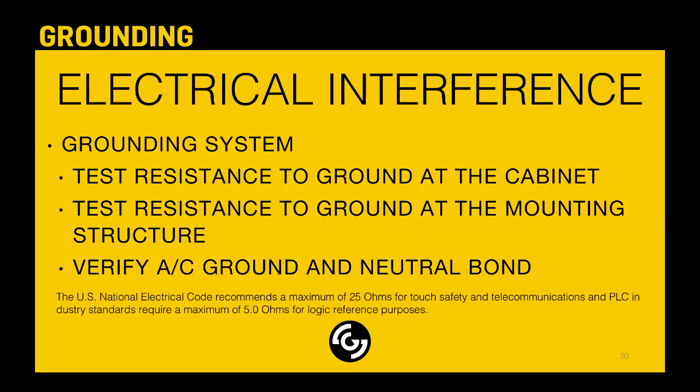You also want to test the resistance to ground at your mounting structure. I know that can be a little challenging on some span intersections or even wooden span intersections, but where you do have good grounding, you should be able to take the ground resistance meter and test your resistance to ground at all the points where GRIDSMART will be connected. And then lastly, you want to verify the AC ground in the cabinet and make sure that it's bonded to the neutral. The NEC recommends a maximum of 25 ohms for touch safety. And for telecommunications and digital, you want to be around 5 ohms or less for any logical reference.